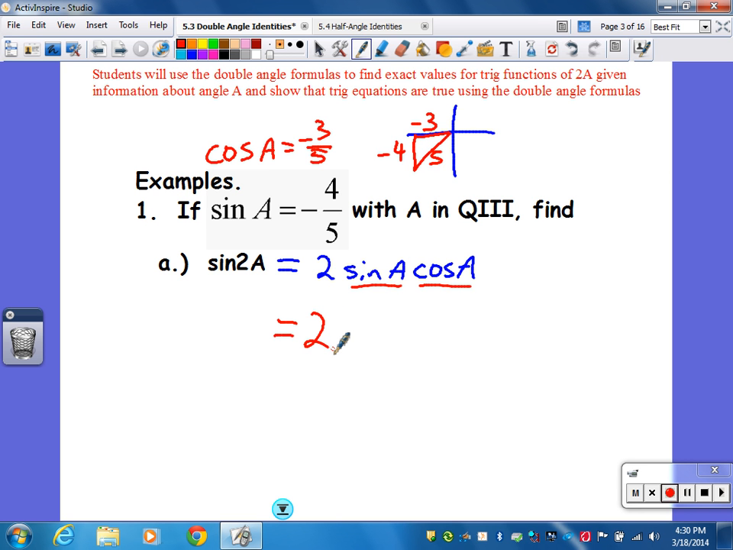So we have 2 times sine A, which is negative 4/5, and cosine A, which is negative 3/5. Now, when we're multiplying fractions, we can just multiply straight across the top, straight across the bottom. It's like 2 over 1. So we're going to end up getting 24/25ths. Okay? So that one's pretty quick. Now let's go to the next one.